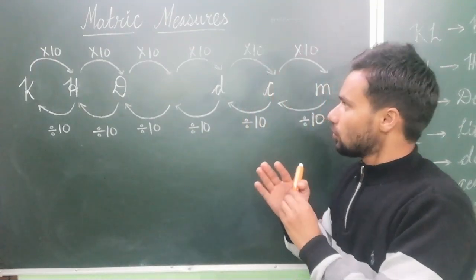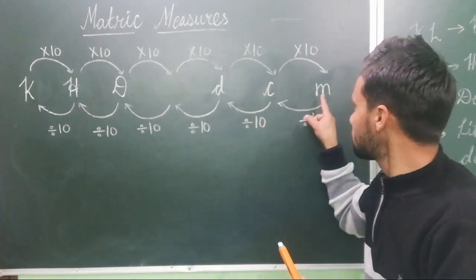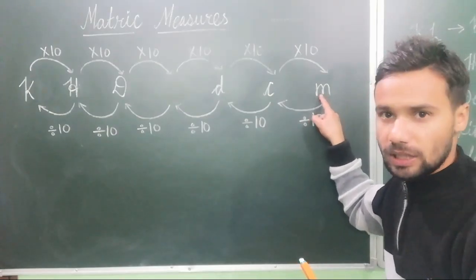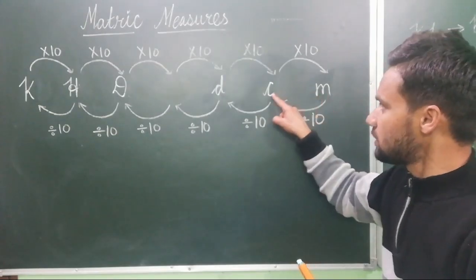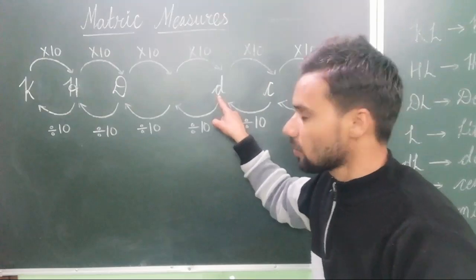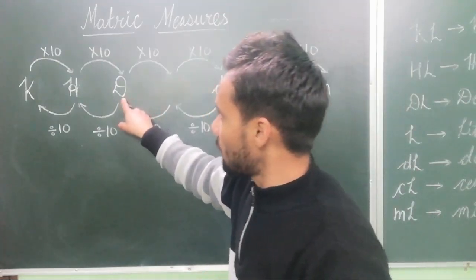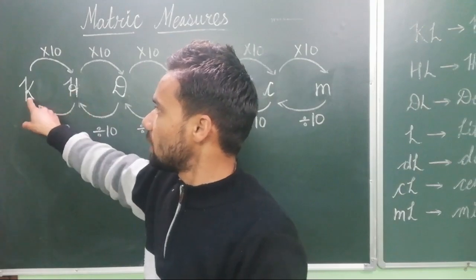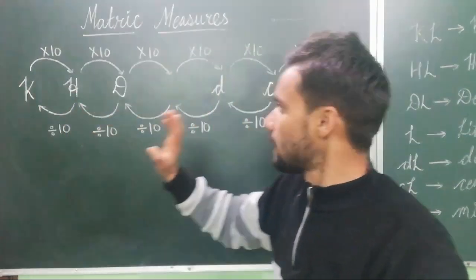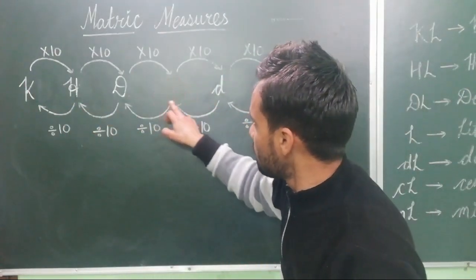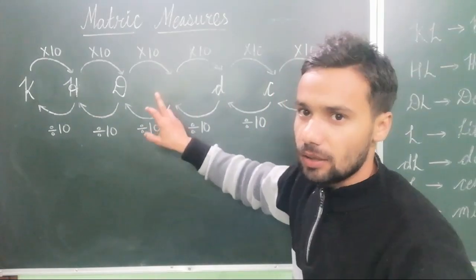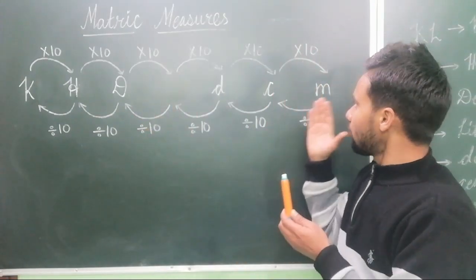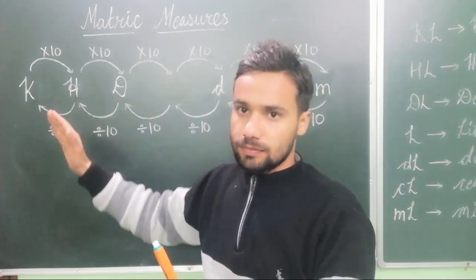So here I write, yes, this is your M for milli, and C for centi, D for deci, and this capital D for deca, and this H for hecto, and this K for kilo. Now one thing I missed, I will write it down later on. So first of all, you should remember all these things. Is it okay?